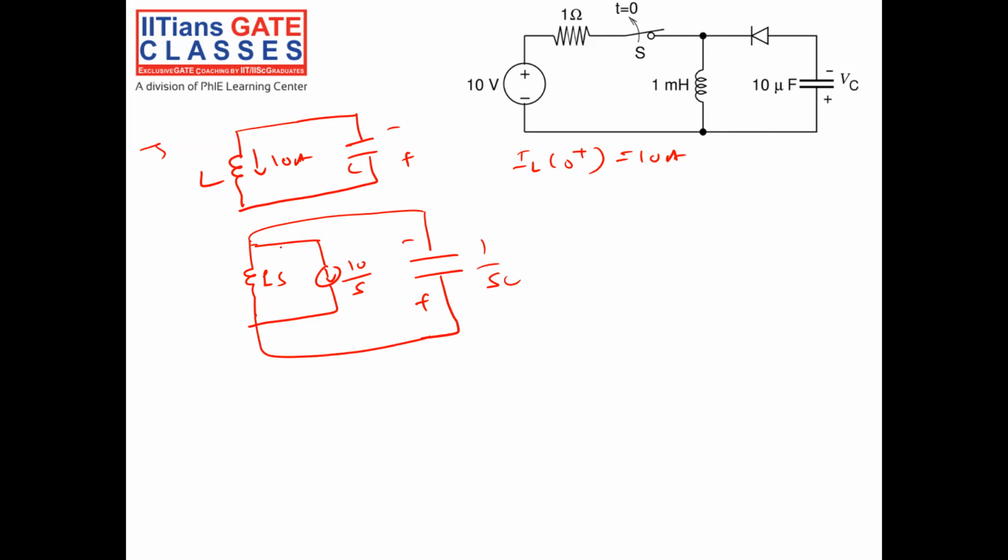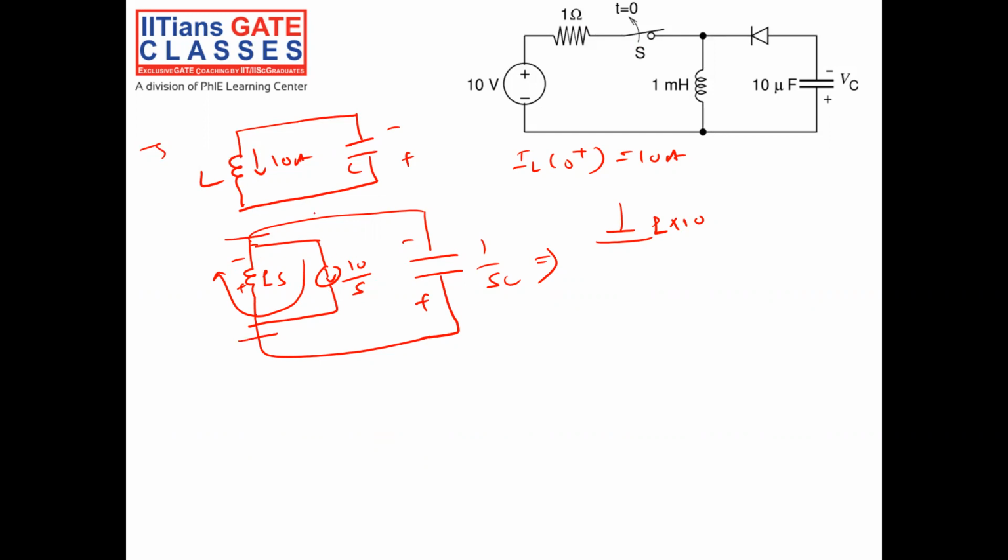Now, if the impedance Ls is in parallel with a current source, I can convert it. When the current flows through my Ls, what is the voltage? Voltage will be Ls into 10 by S, which is L into 10, because the current flows through my Ls. So I want to replace this by an equivalent voltage source in series with impedance.